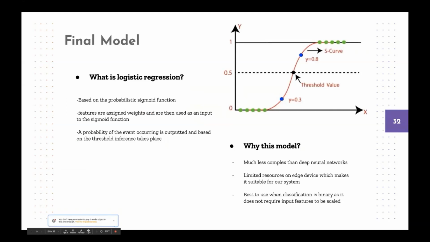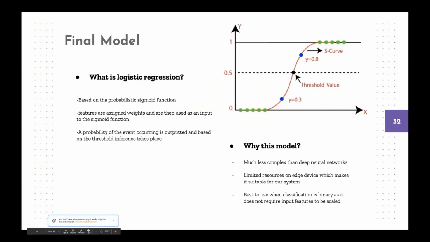and based on the threshold that we decide to set in the model, if the probability, for example, is above this threshold, then we predict that this frame shows an anomaly or an accident. However, if the probability output by the model is below this threshold, then we decide that this is not an accident, or this is a frame where no anomaly occurs.